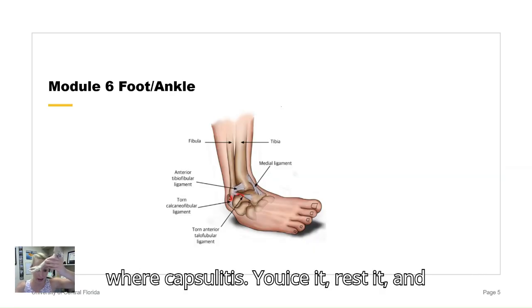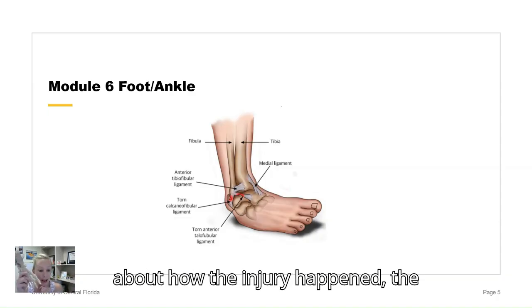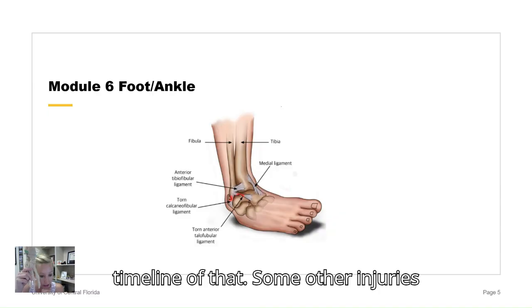Where capsulitis, you ice it, rest it, and get back. So very different. It's all about how the injury happened, the timeline of that.